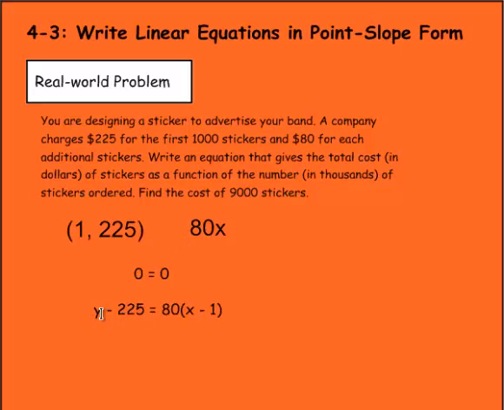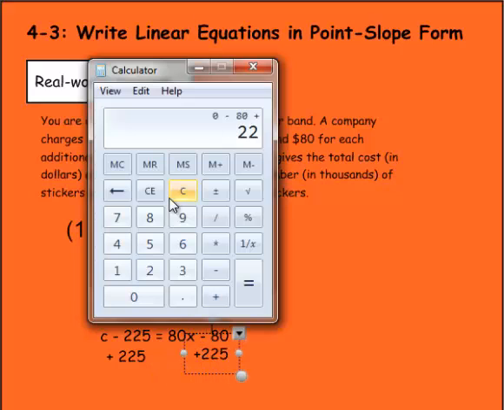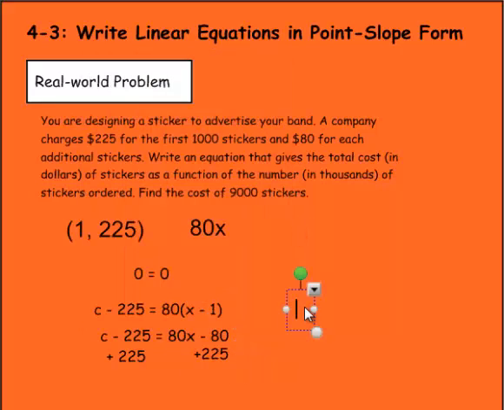So now we can solve this. I'm actually going to do C instead of y because I'm measuring the cost. So now we can do a distributive property. So C minus 225 equals 80 times x, so 80x minus 80. So I can add 225 to both sides. Negative 80 plus 225 would be 145. So C equals 80x plus 145. And there we have it. We have our slope-intercept equation, which we all like to use.